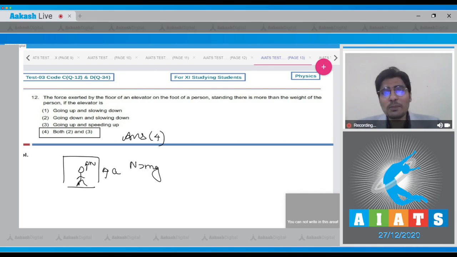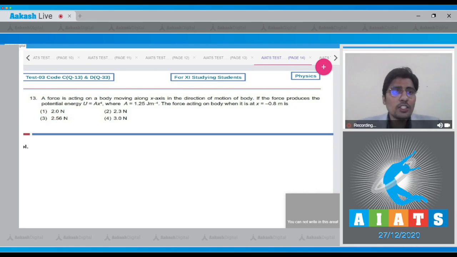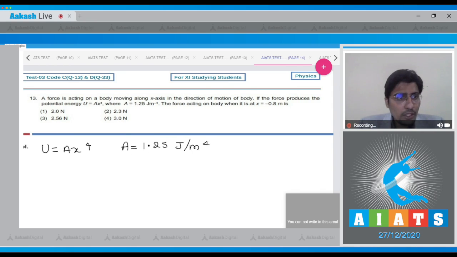Moving on to question number 13. In this question, a force is acting on a body in x direction, in the direction of the motion of the body. The force produces a potential energy U is equal to A x to the power 4, where A is given as 1.25 joule per meter to the power 4. We have to find out the force at x is equal to minus 0.8.